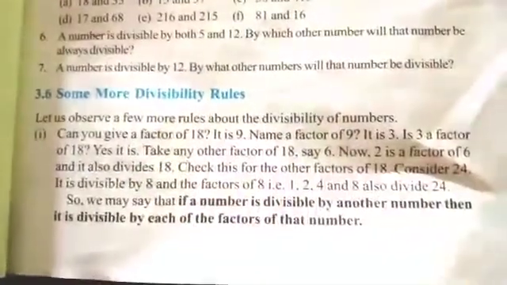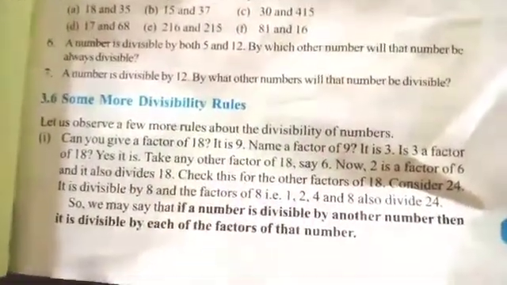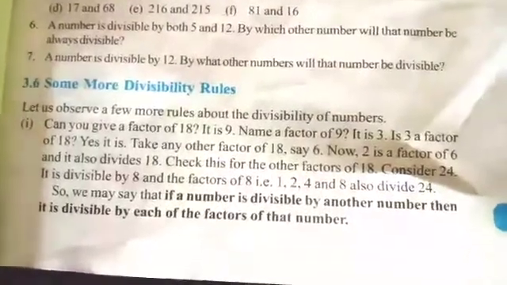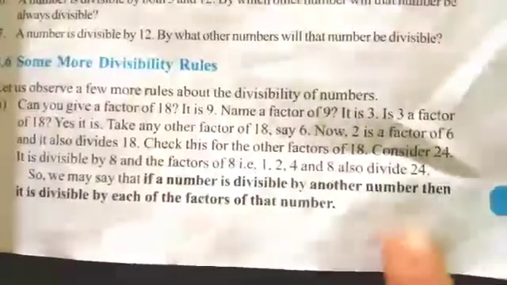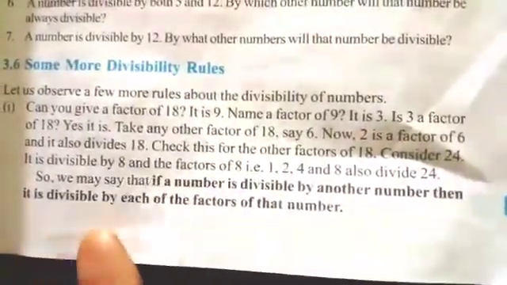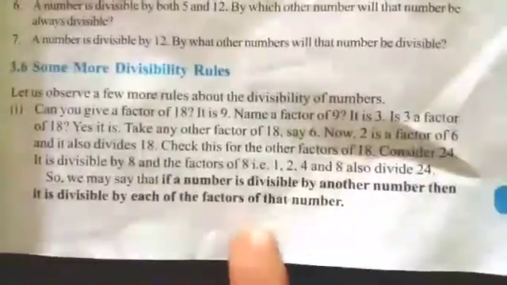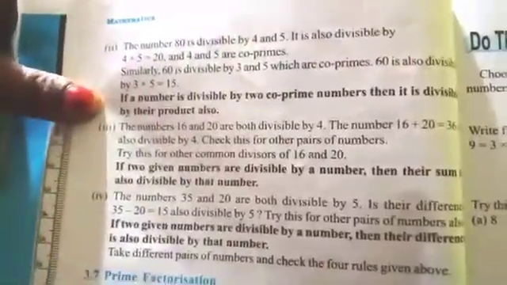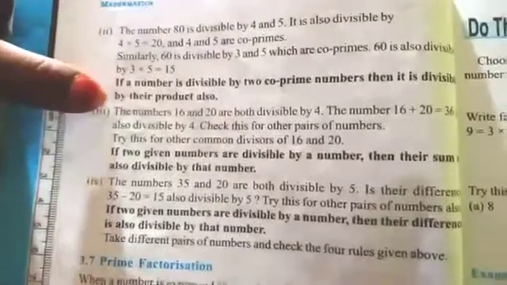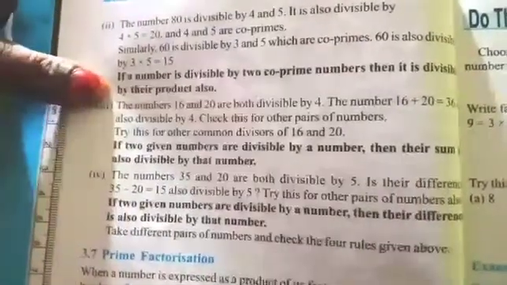We will see today in Playing with Numbers some more examples of divisibility rules. If a number is divisible by another number, then it is divisible by each of the factors of that number. Second, if a number is divisible by two co-prime numbers, then it is divisible by their product also.